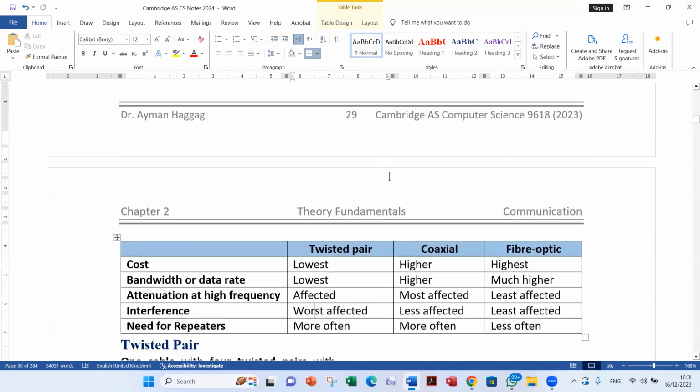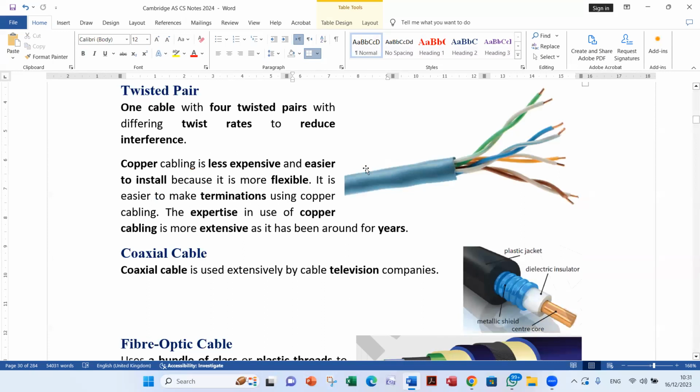Okay, so that was a comparison. Twisted pair, one cable of 4 twisted pairs. This is the twisted pair with different twisting rates to reduce interference. These two lines are twisted together. These two wires are twisted together with different rates. Okay, just to reduce interference.